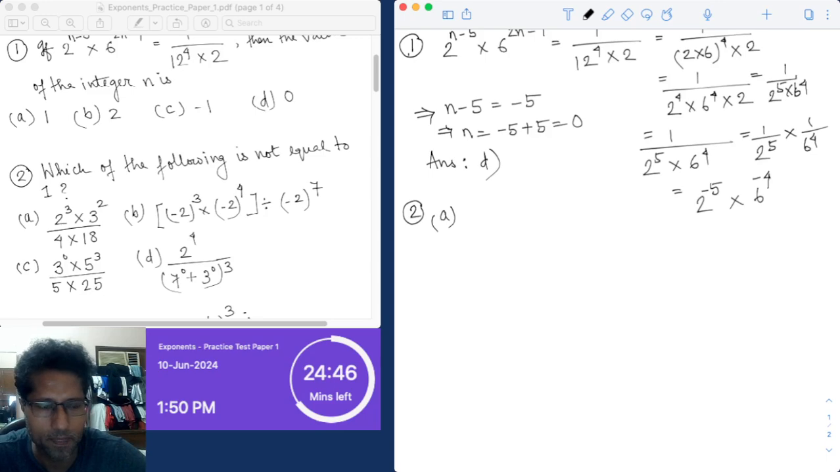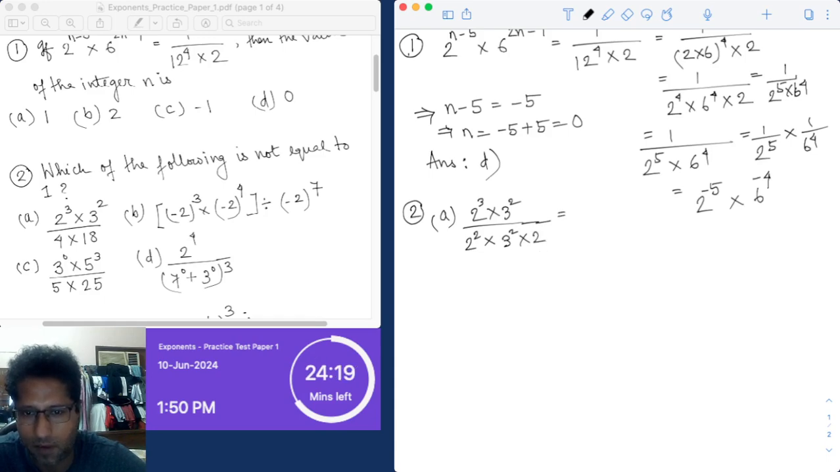2 to the power 3. 2 to the power 3 multiplied by 3 square divided by 4, we can write 2 square, and 18 we can write 9 into 2, that is 3 square. I am doing it a little fast since I have to complete it in 30 minutes. So 18 is 9 into 2 and 9 is 3 square, and this is into 2. So this becomes 2 cube, 3 square, 2 cube and 3 square, and we can clearly see everything is getting cancelled. This is 1. So definitely A is not the choice. Let's see what is B.